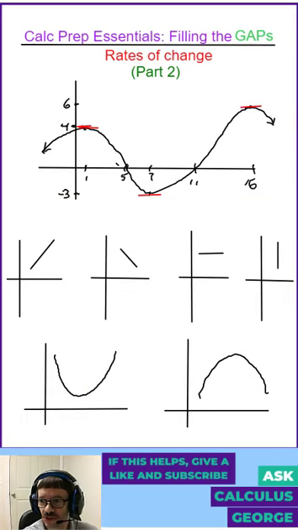We are continuing with rates of change, part 2. If you missed part 1, go back and check that out, where we talked about tangent lines and secant lines. So here, when we look at rates of change, we want to look at comparison of slopes, first of all.